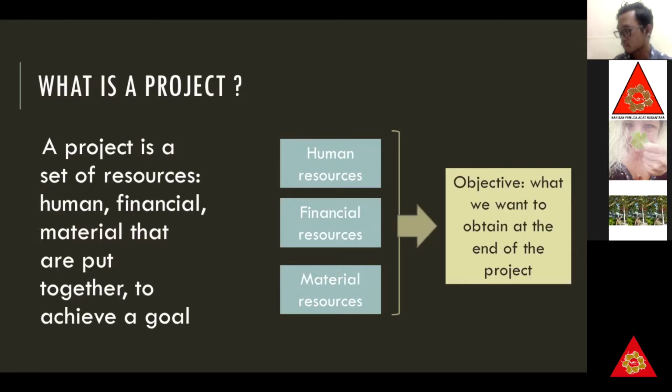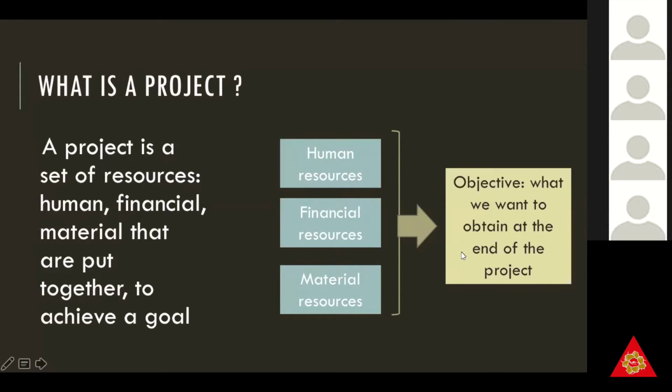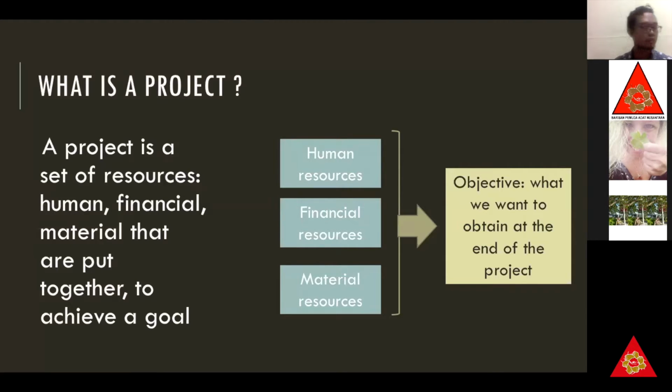Sometimes you need computers, sometimes you need seeds, sometimes you need, I don't know, even a boat or a car to move. But the main idea is that a project is putting together these resources to get an objective. An objective or goal is what we want to obtain at the end of the project. Because remember, a project is about changing something, changing a situation. So you must have an idea of what you want to obtain at the end.